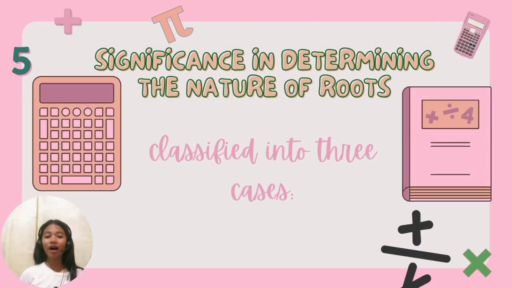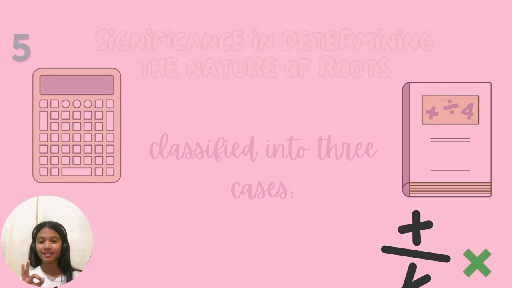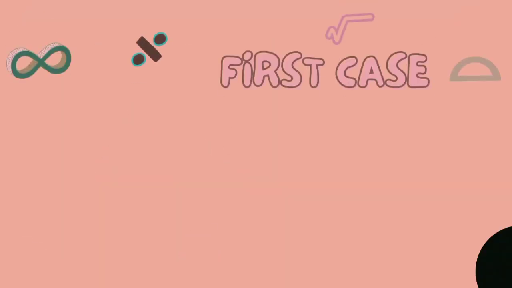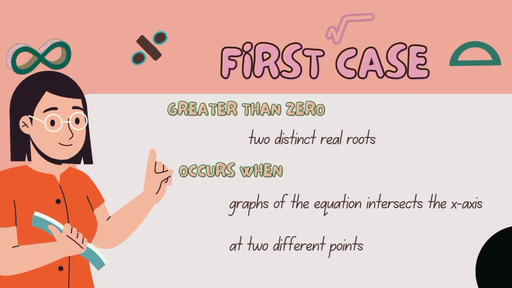Now that we know how to calculate the discriminant, let's discuss its significance in determining the nature of roots. The value of the discriminant can be classified into three cases. The first case: when the discriminant is greater than 0, it means that there are two distinct real roots for the quadratic equation. This occurs when the graph of the equation intersects the x-axis at two different points.